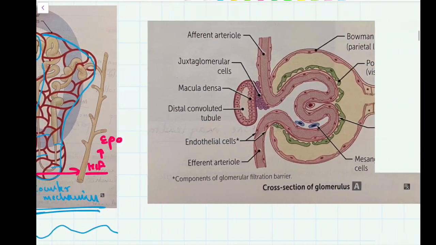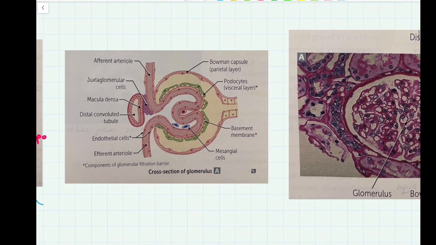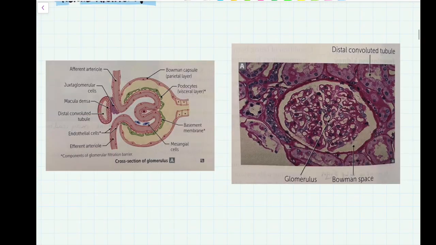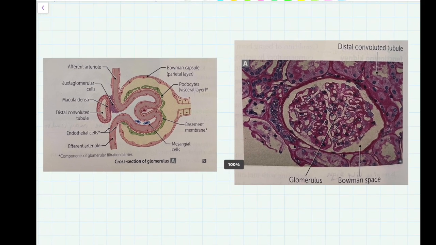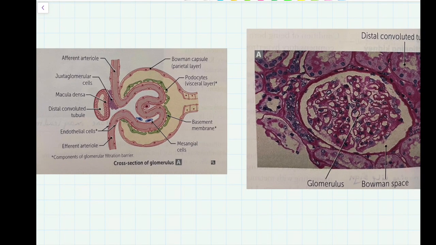After talking about the macroscopic anatomy, let us look at the functional unit of the kidney, the glomerulus. So here we can see the cross section of the glomerulus showing the afferent arteriole forming the glomerulus, and finally the efferent arteriole. Then there is the juxtaglomerular apparatus along with the endothelial and the mesangial cells. Then the Bowman's capsule has a parietal layer and a visceral layer. The visceral layer has foot-like projections which are called the podocytes, and it forms the slit membrane of the kidney. Compare it to the histopathological image.